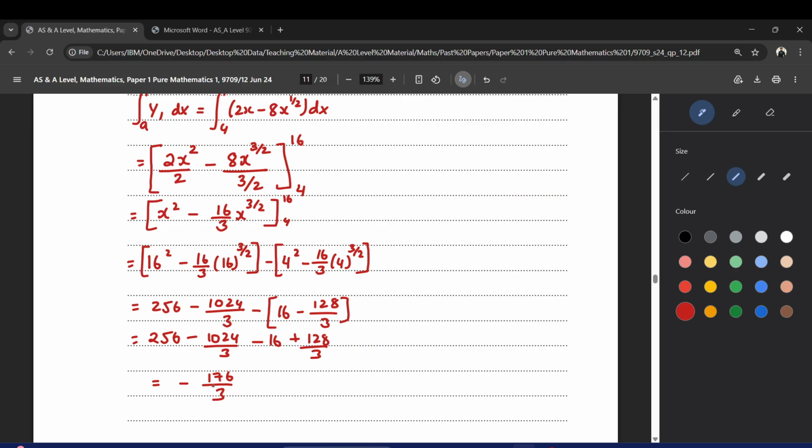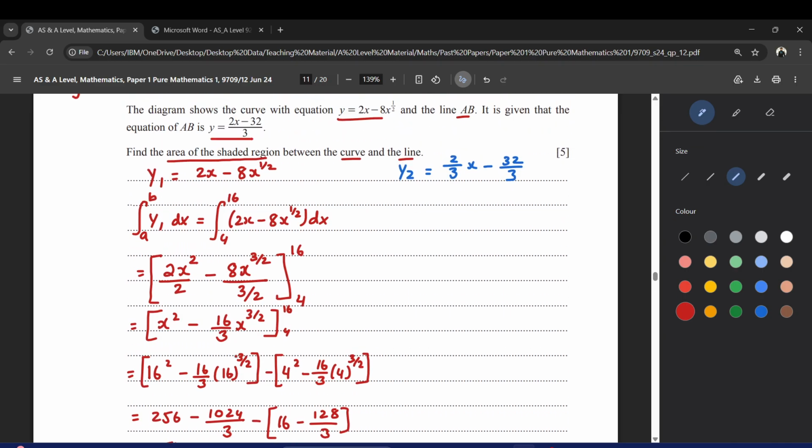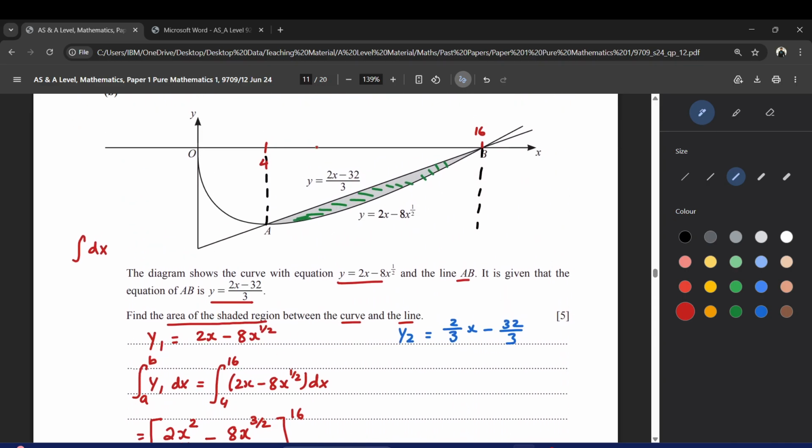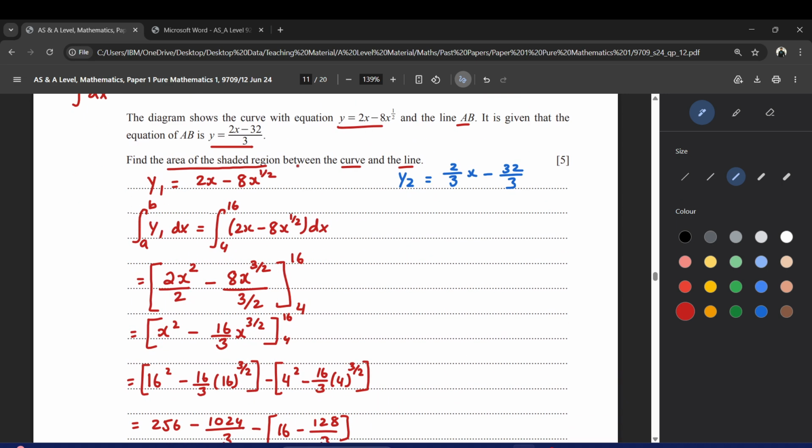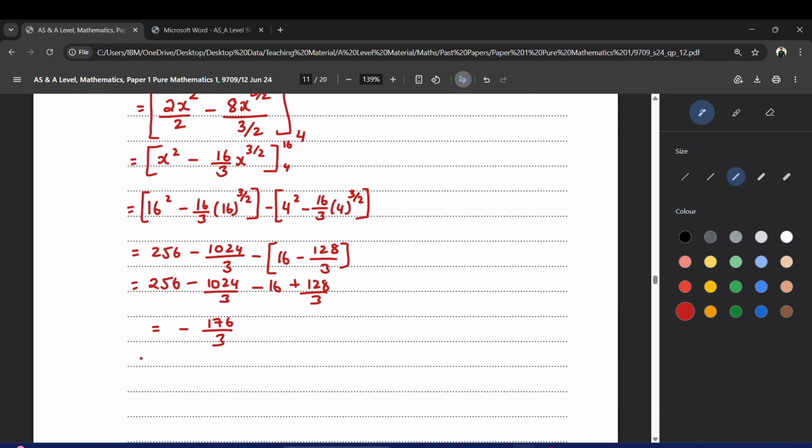Okay, and it makes sense why we are getting negative, because the area that we are calculating is below the x-axis. So whenever you're calculating an area below the x-axis, it will always be negative. Okay, but once we have worked this out, we are going to only take the magnitude. So I'm going to say the area is equal to 176 over 3 without the negative sign. Okay, so that is the first part of this answer.